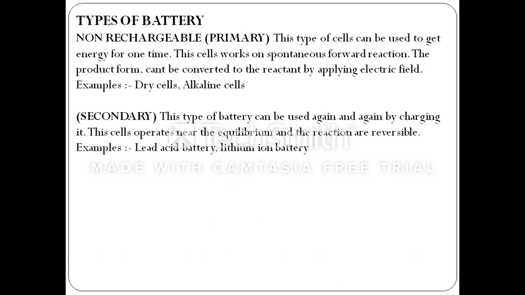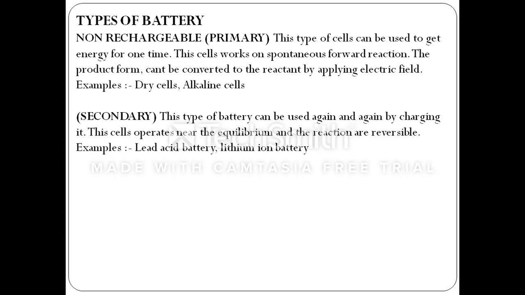Now next is types of battery. There are two basic types of battery: non-rechargeable or primary, and the second one is secondary. So what is non-rechargeable or primary? This type of cell can be used to get energy one time. These cells work on a spontaneous forward reaction. The product can't be converted to reactant by applying an electric field. For example, dry cell or alkaline cell are examples of primary or non-rechargeable batteries.